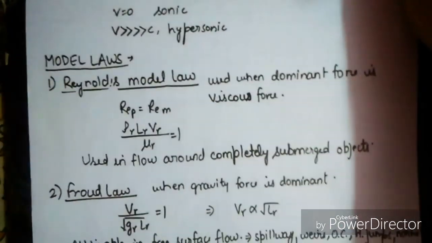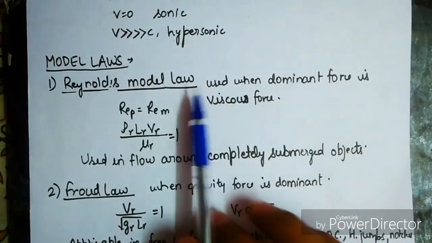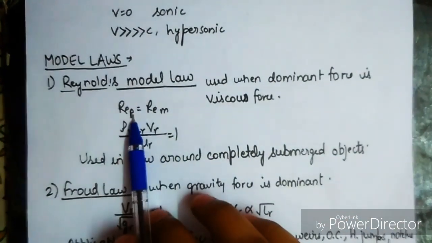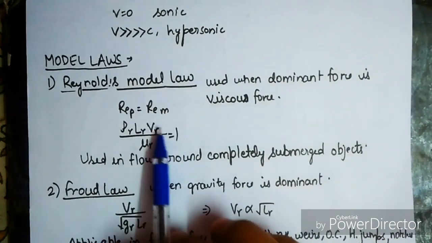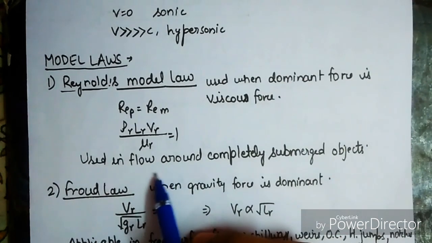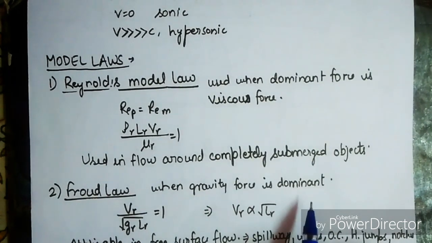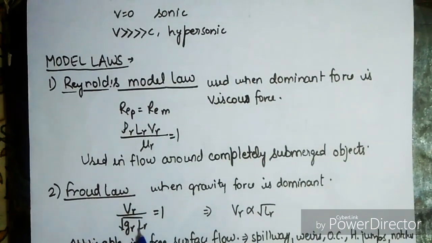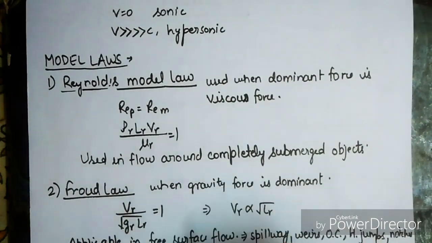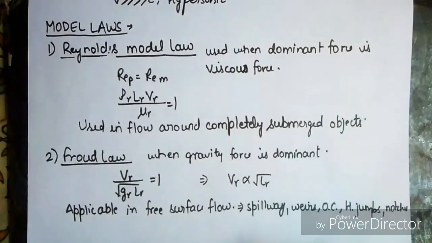Now the model laws. First is the Reynolds model law, used when the dominant force is viscous force. Here the Reynolds number is equated for prototype and model, and we get rho r Lr Vr upon mu r equals 1. This is used for flow around completely submerged objects. Next is the Froude law, used when gravity force is dominant: Vr upon square root of Gr Lr equals 1. Here the velocity ratio Vr is directly proportional to the square root of the length ratio. It is applicable for free surface flow.